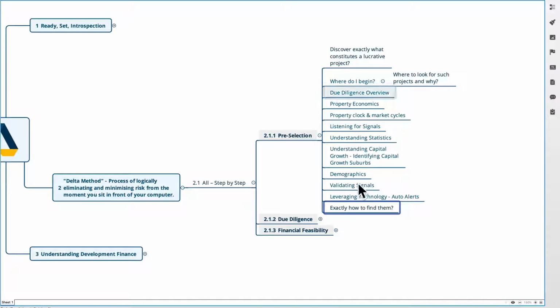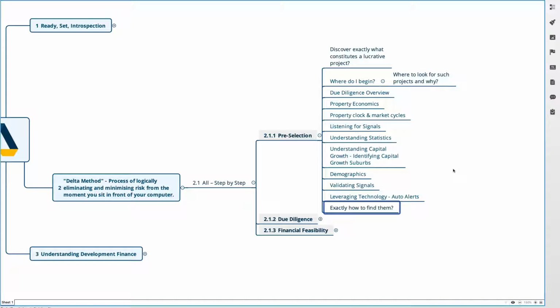So that's pre-selection. That is even before you've actually thought that, okay, this is my site, that's what I'm going to do. Most people get into development thinking, okay, this is where I live, so I need to develop in the next suburb or the one that's further up from where I live, and so on.